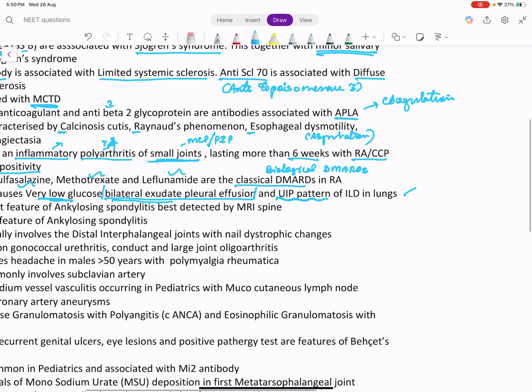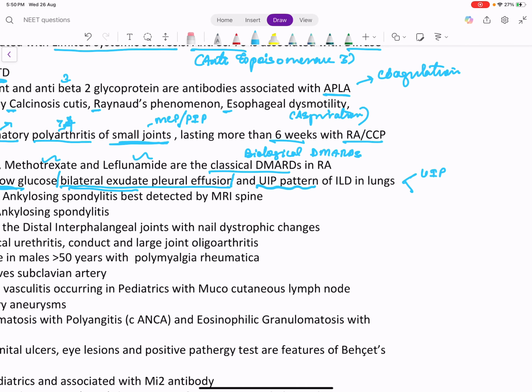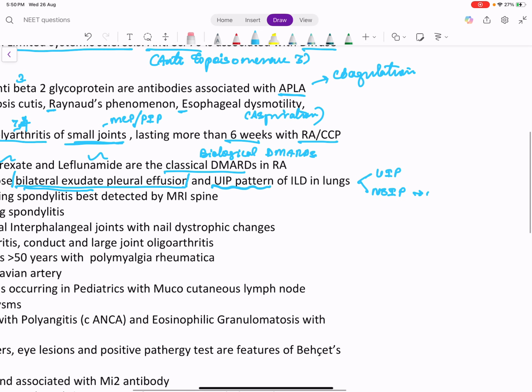In ILD, there are two types of pattern. One is UIP, that is usual interstitial pneumonia pattern, or NSIP, non-specific interstitial pneumonia pattern. Usually all autoimmune diseases will have NSIP pattern except rheumatoid arthritis, which has UIP pattern.